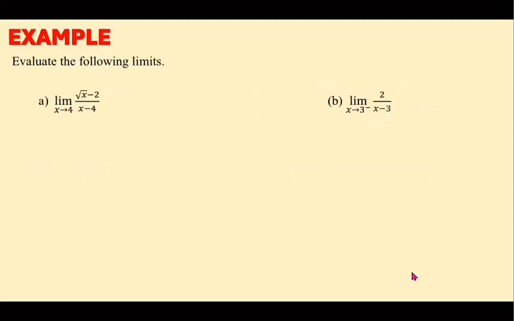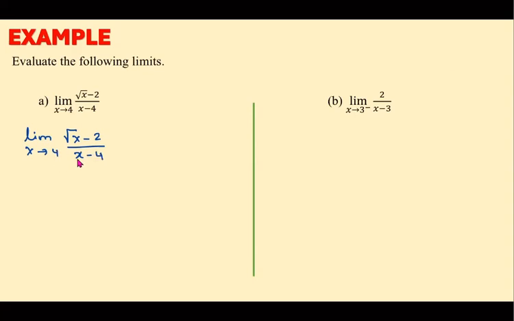Let's move to the second example here. Here also I have two examples. Let's solve A first, and we'll go to B. In A, we have to evaluate the limit as x approaches 4 of (square root of x minus 2) over (x minus 4). Let me write it down. So we have the limit as x approaches 4 of (square root of x minus 2) over (x minus 4).